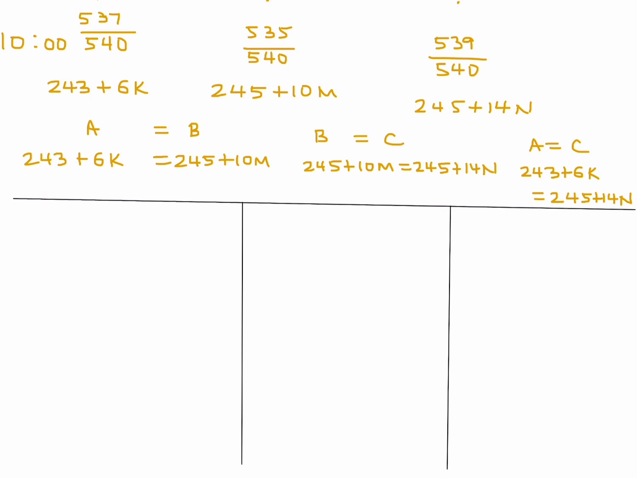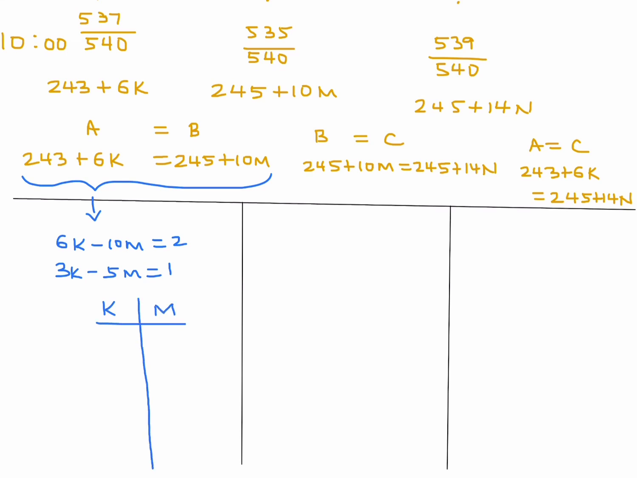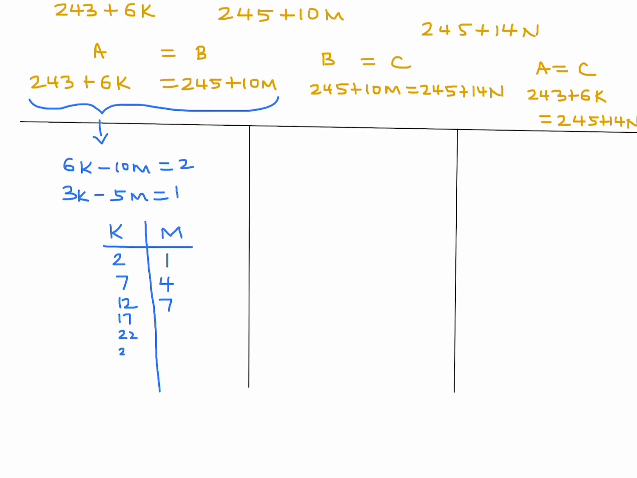All right, so here we go. The first one, this one right here, gives us 6K minus 10M is equal to 2. Divide through by 2, and I get 3K minus 5M is equal to 1. So now I'll make a little table, K and M, and try to get integer solutions. So start plugging away, and 2 and 1, that will work. 7 and 4, 12, 7, and so on. You can pretty much get a very quick pattern. It looks like it goes up by 5, so 17, 22, 27, 32, 37, 42, 47.